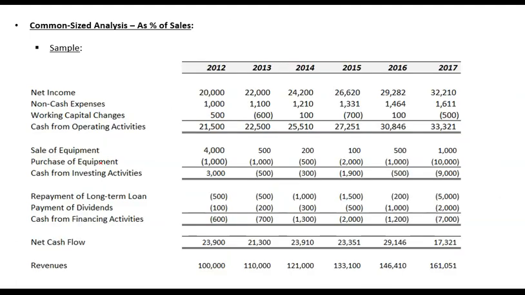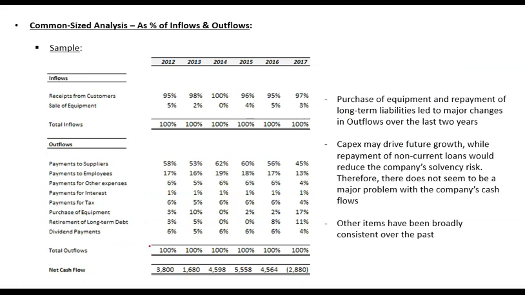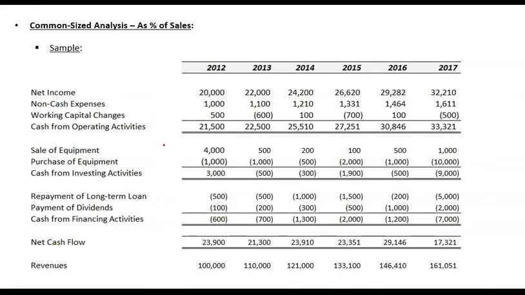Okay, so that was the first method, in which we took inflows and outflows as 100% and everything else was shown as a percentage of inflows or outflows. The second method of common size analysis is the one in which every line item is taken as a percentage of sales. So for example, this is your cash flow statement and these are your revenues.